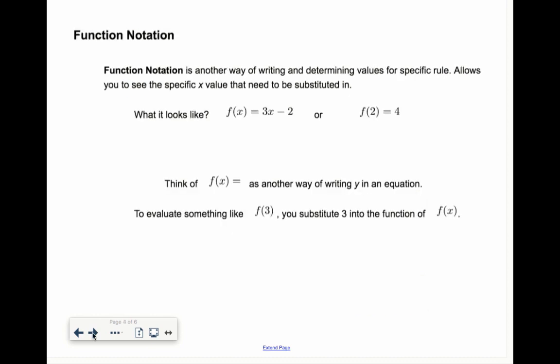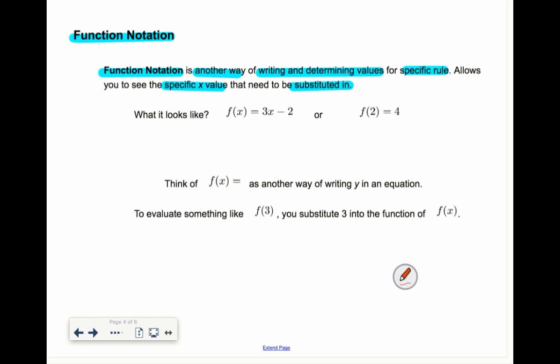So function notation, let's move into that now. So we know how to identify a function, and let's figure out what function notation means. Function notation is just another way of writing and determining values for a specific rule. It allows you to see the specific x value that needs to be substituted in. That's what's kind of nice. So I have two examples there of what it looks like. So what does function notation look like?